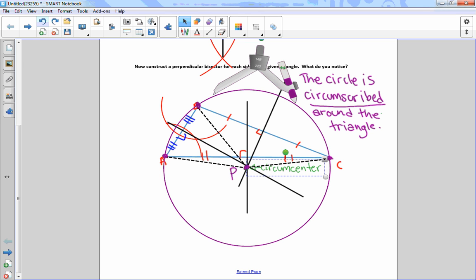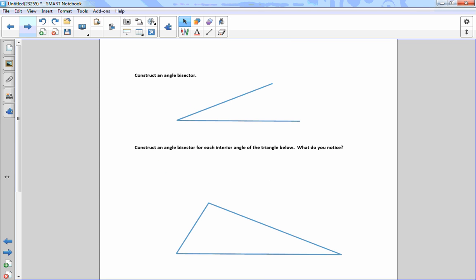Okay, when you're ready, let's go over to the next page. We're going to do a different one. Angle bisectors. So just do a perpendicular bisector. Does anyone remember how to do an angle bisector? How do you construct an angle bisector? It's not quite the same thing. Who knew the strategy how to do it?